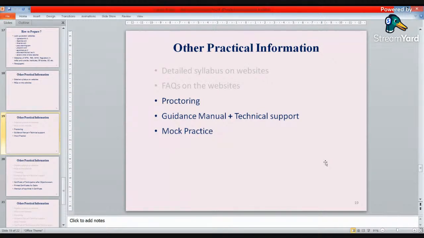Should not be kept more than 1.5 feet away from the camera. Every candidate will be monitored. There will also be a guidance manual. Must look at the mock practice questions, which will be made available to all the registered candidates, of course.